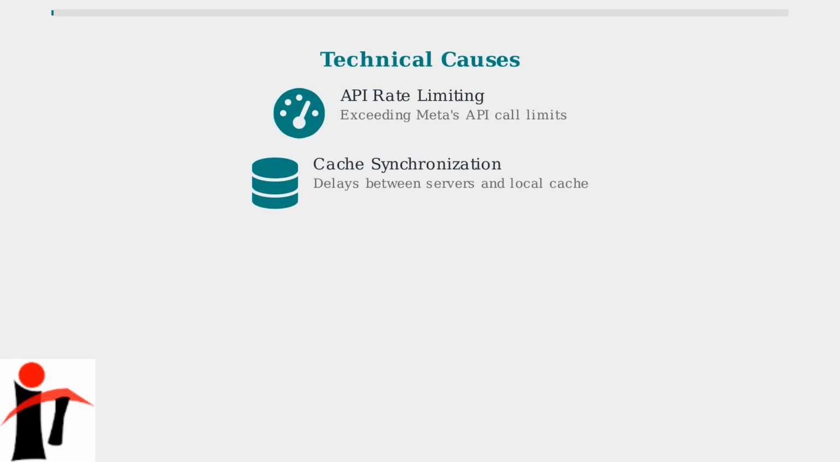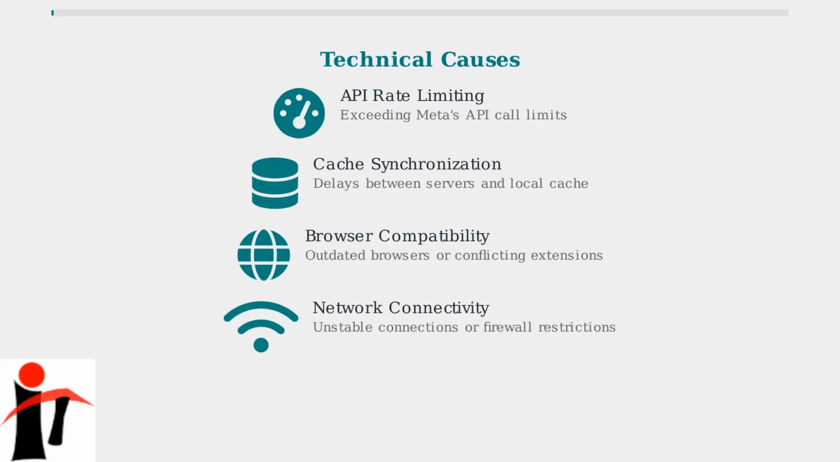Let's first examine the technical causes that can trigger this error. Technical causes include API rate limiting when you exceed Meta's call limits, cache synchronization issues between servers, browser compatibility problems with outdated software or extensions, and network connectivity issues, including unstable connections or firewall restrictions.